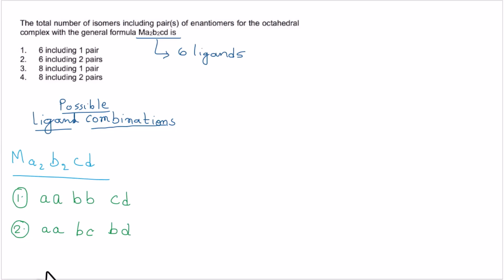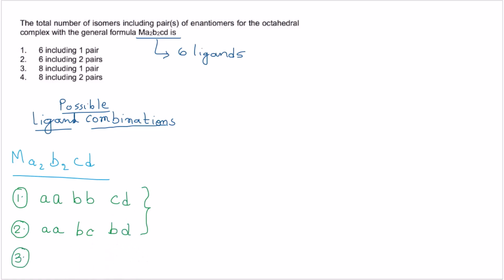Now with AA, I think we have only these two possibilities. If you can think of any other possibility, just think about it. With AA we have BB together, then CD, and another possibility is we place one C here which becomes BC, and then the next B with D, so it becomes BC and BD.